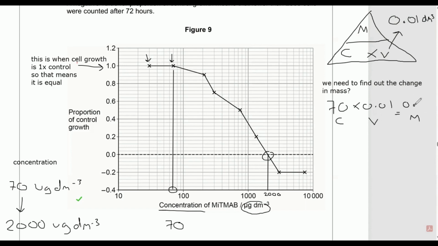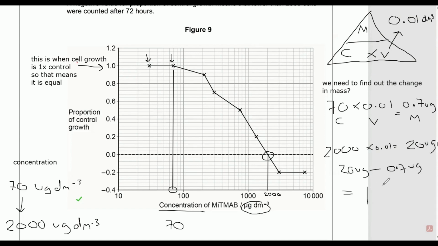70 times 0.01 gives you 0.7 micrograms. And that's mass, so it's not per decimeter, which is the concentration. Now we need to do the same for 2000. So we know the concentration when it fell to 0, the concentration of MIPMAP was at 2000 micrograms per decimeter. Times that by the volume, the same volume, 0.01, and we get 20 micrograms.